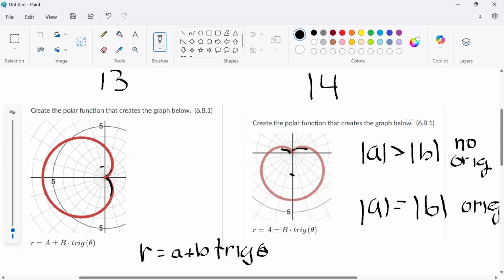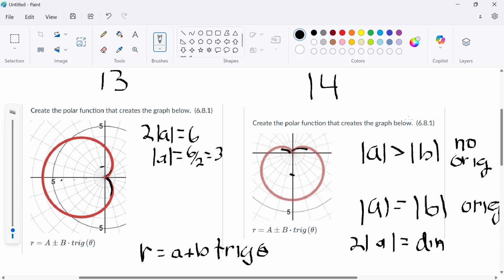How do I find A? The absolute value of A times 2 equals the diameter. So the diameter of this one is 1, 2, 3, 4, 5, 6. It goes 6 out. 2 times A equals 6. A equals 6 over 2 equals 3. And A equals B, so it's going to be 3. And then trig, and then it's going to be theta here.